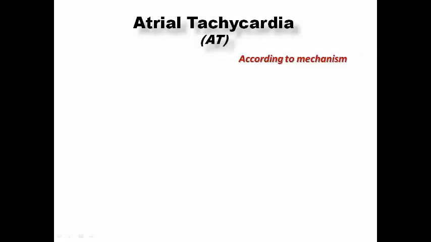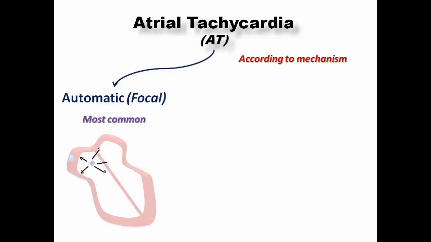If we need to classify atrial tachycardia according to mechanism, we can classify it into automatic atrial tachycardia, or sometimes we call it focal atrial tachycardia, which is the most common type. It is an ectopic focus that has abnormal automaticity in the atrium, either right or left atrium, and it takes the upper hand from the SA node and overrides it. So this patient will have rhythm coming from the ectopic focus inside the atrium, not from the SA node, as the SA node here would watch and see this chaos starting from the atrium.